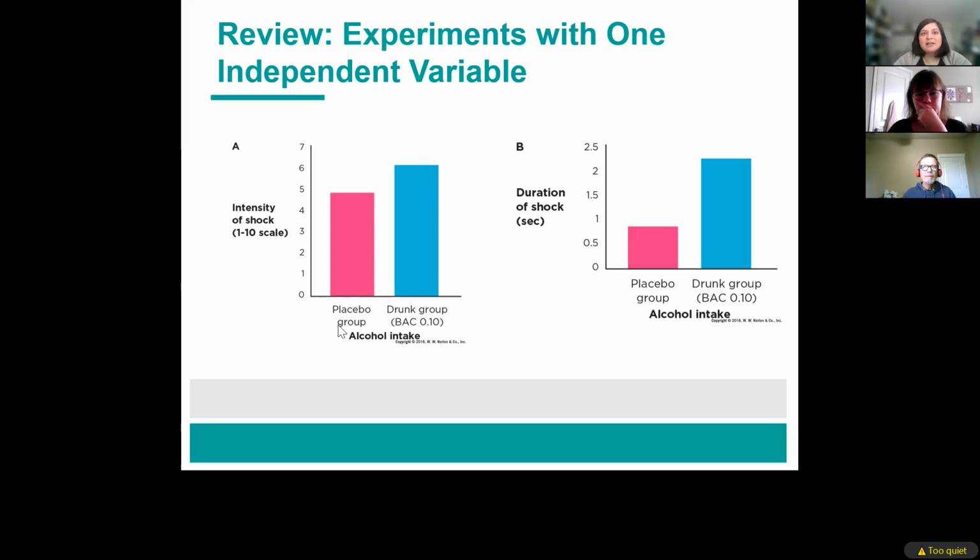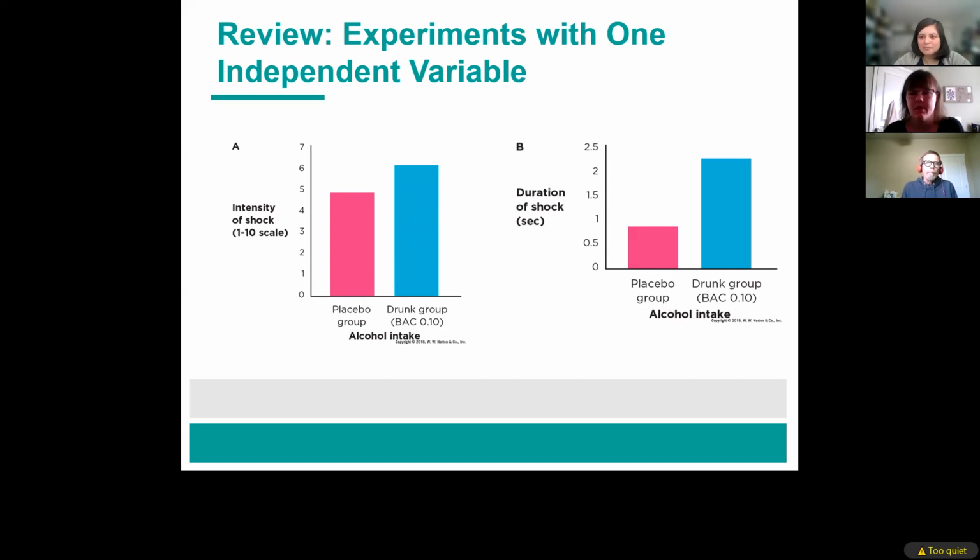So what they found in this study, does anyone want to explain the results to me, or do you want me to walk you through? Rick, what does this study show, this graph A? Well, that the drunk group gave the computer more shocks. It was more aggressive. Yeah, so the intensity of the shock was greater for the drunk group than for the placebo group. Great. And that confirms their hypotheses, right? So they were a bit more aggressive. Alicia, can you walk me through graph B?